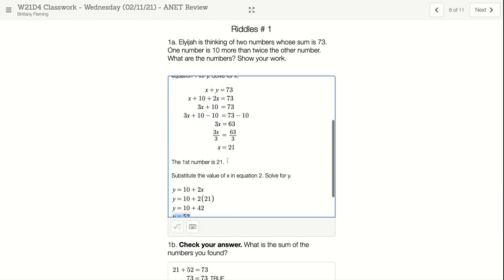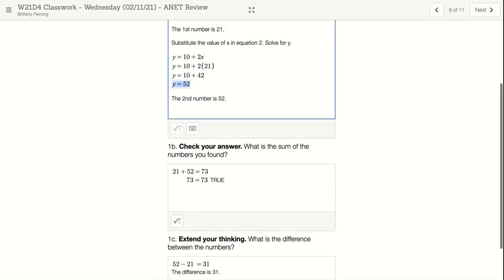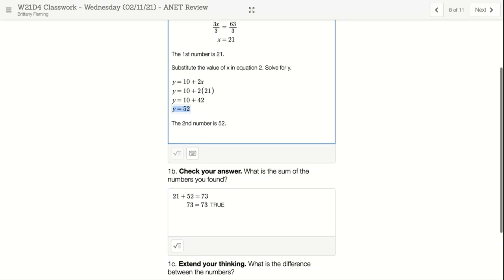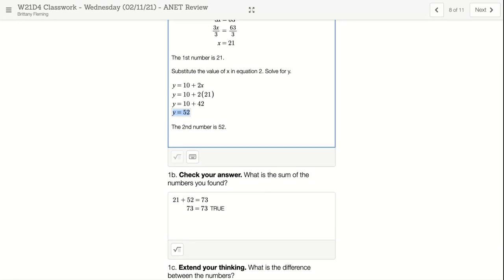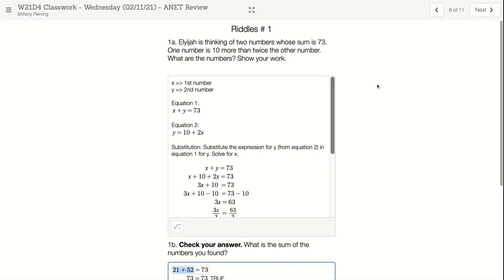All right, so I found both numbers. This riddle has been solved. Now I'm going to check my answer. If there's any way to check an answer, you always want to check it. So I know my first number was 21. My second number is 52. And I know their sum should be 73 based on the story problem, right?